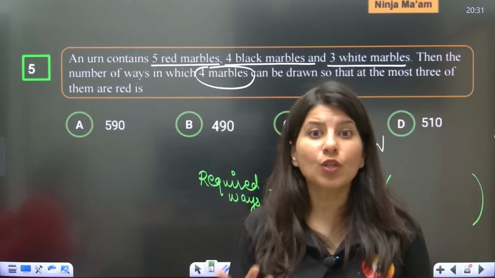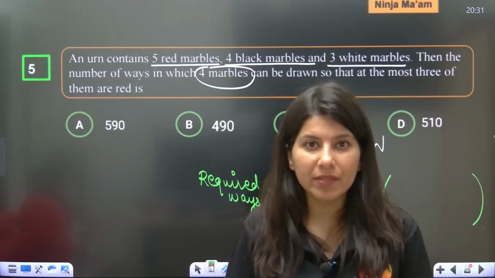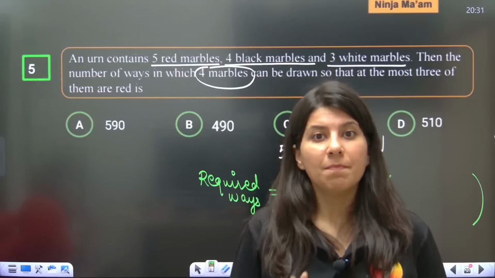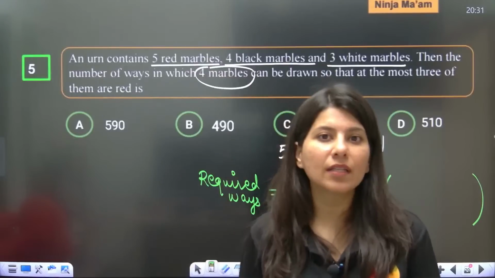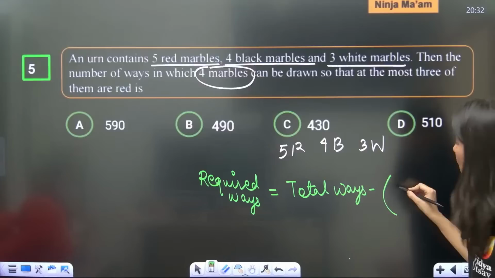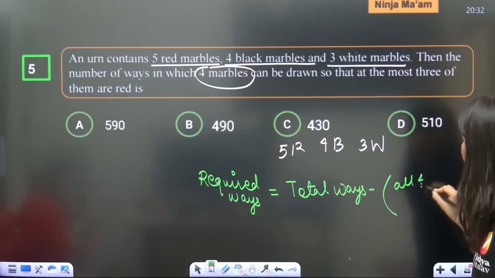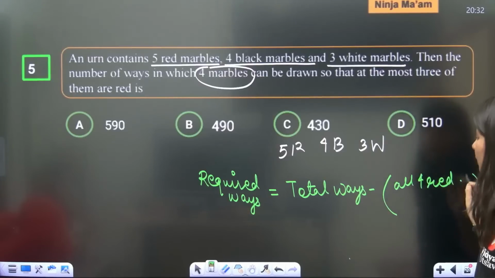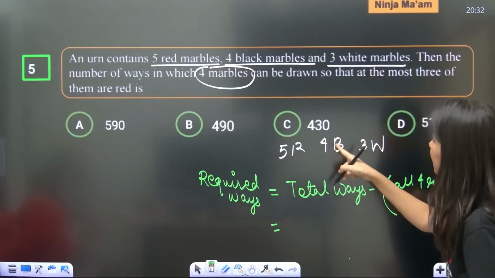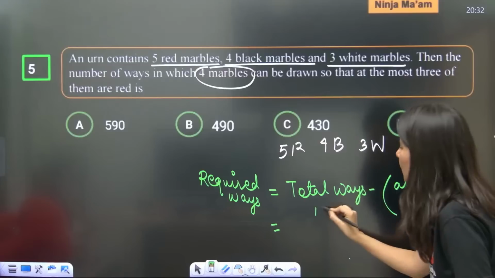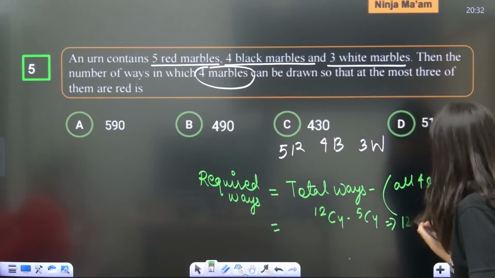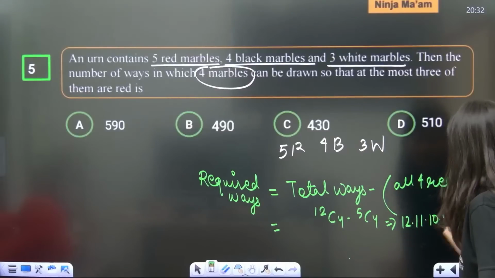That means what do you want? See, you are drawing 4 marbles. You cannot have 4 out of 4 red. Maximum 3 marbles and one another color. So minus those ways where you have drawn all 4 red. All 4 red, you have to subtract it. So total ways will be what? 5 plus 4, 9, 9 plus 3. So 12C4 minus 5C4. So 12C4, 12, 11, 10 and 9.